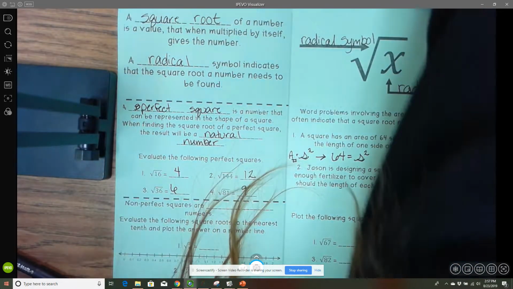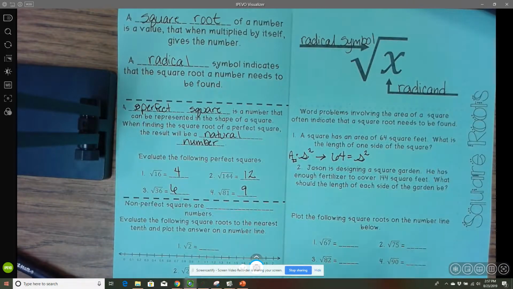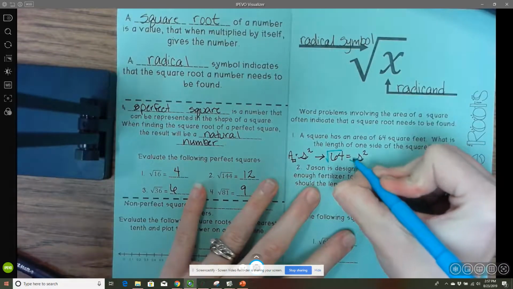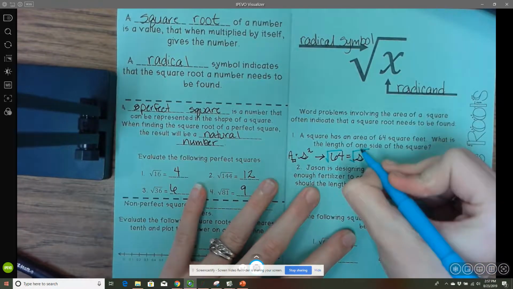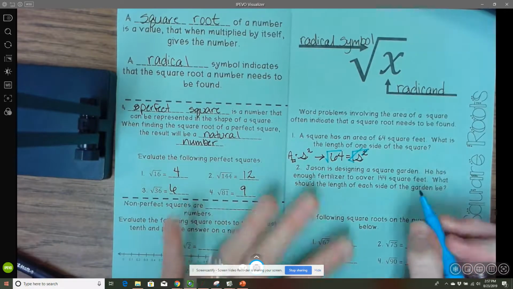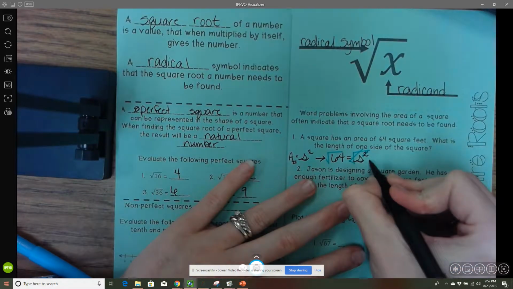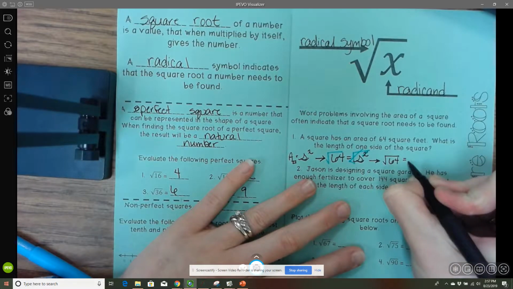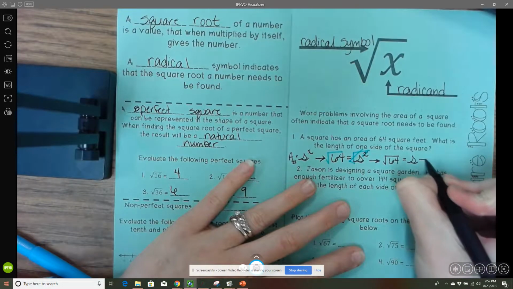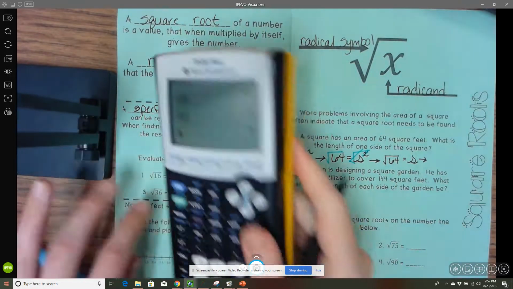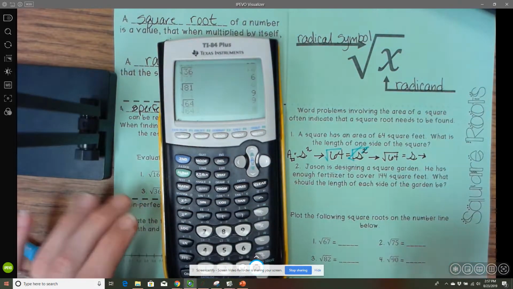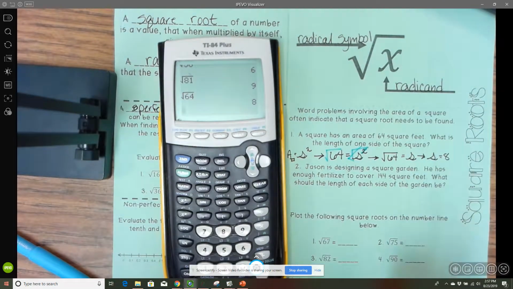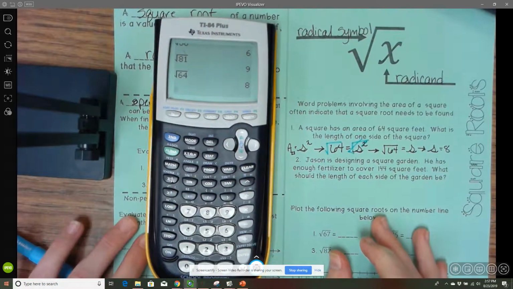and let me grab a different colored pen so you can see. We're going to square root both sides. If we square root this side and this side, the radical and that exponent of 2 cancel each other. So it ends up looking like this: the square root of 64 is going to equal the length of one side. If we do the square root of 64, we get that the side length equals 8.